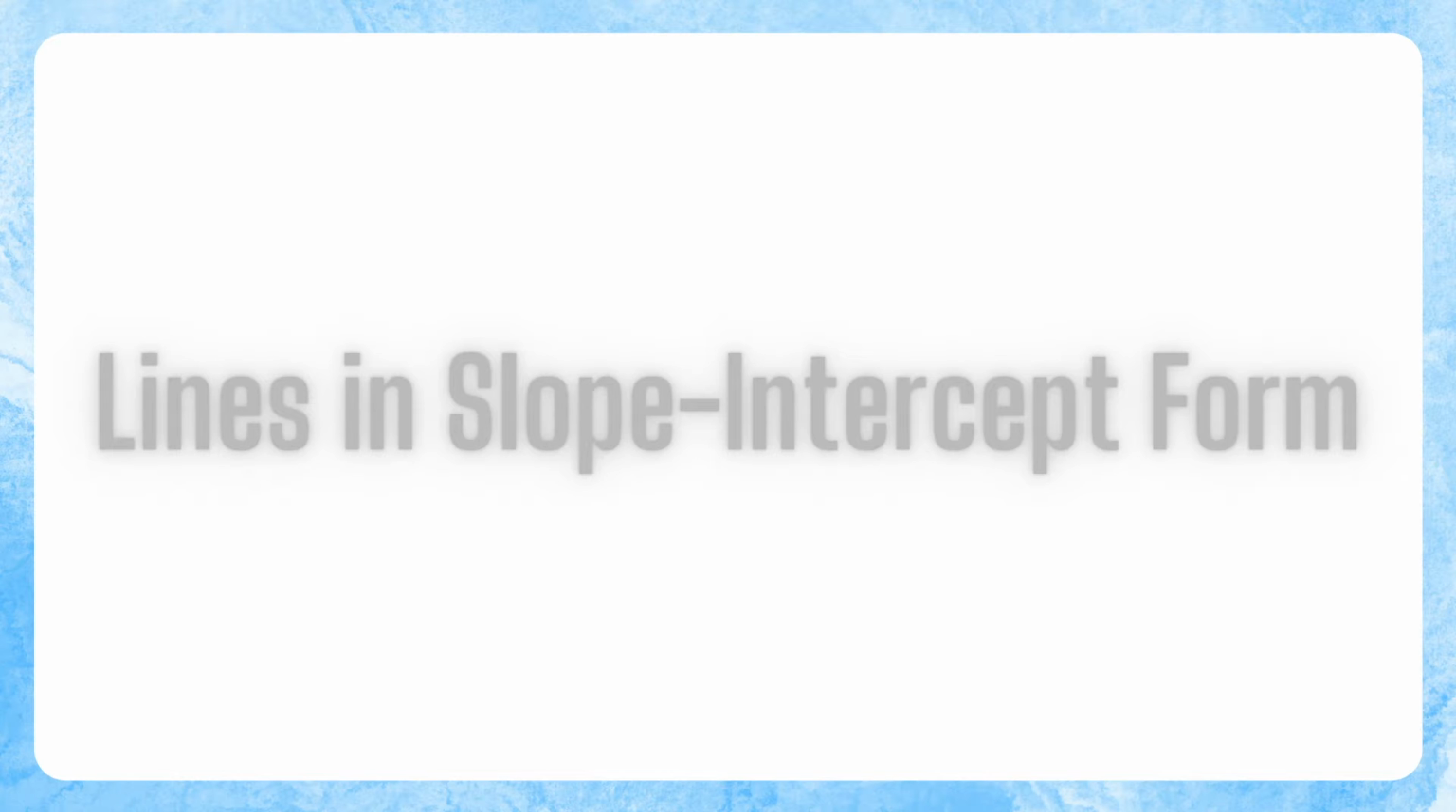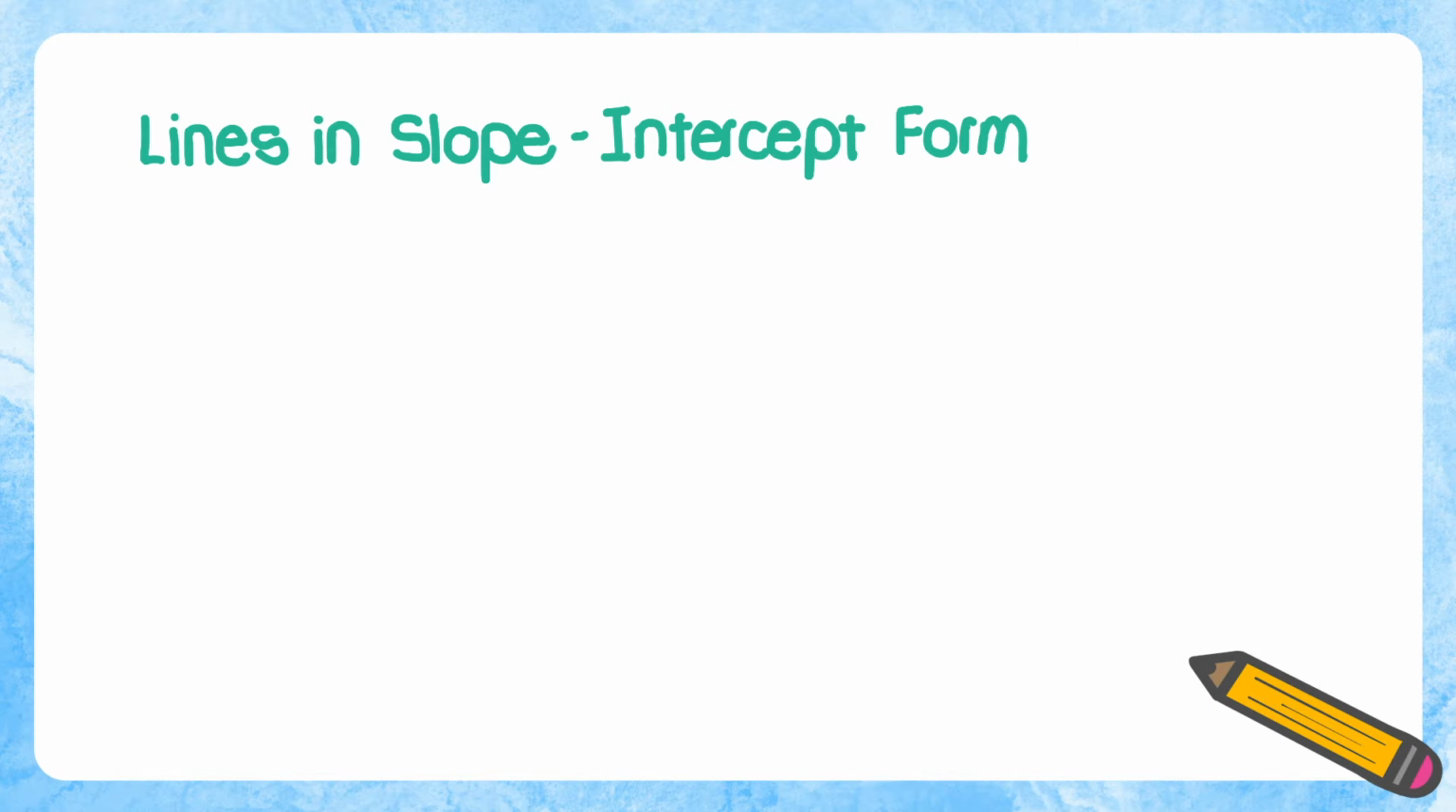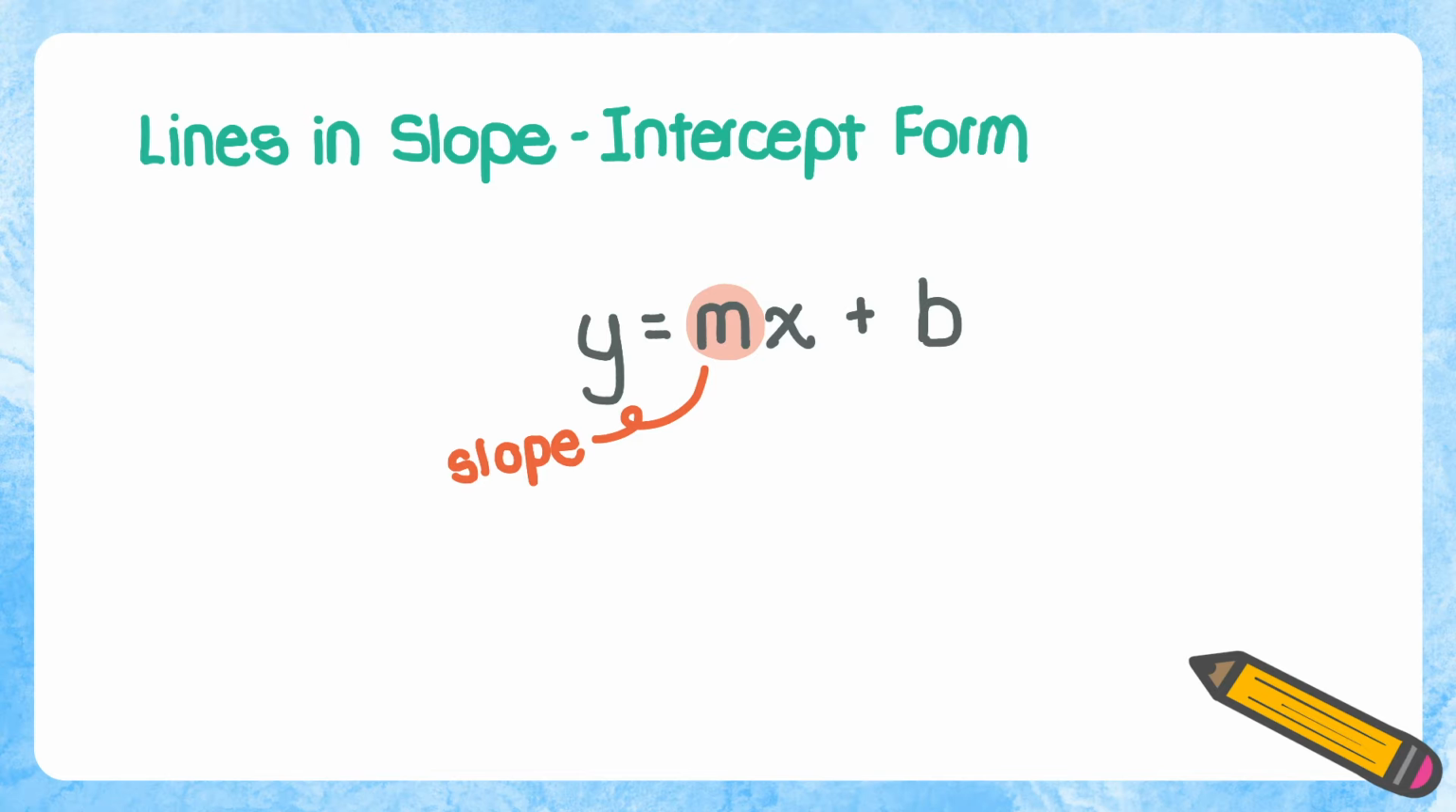First, let's just quickly review lines written in slope-intercept form. What do lines written in slope-intercept form look like? Well, the form is y equals mx plus b. And here, m represents your slope and b represents the y-intercept of the line. So again, the slope-intercept form of a line is y equals mx plus b.